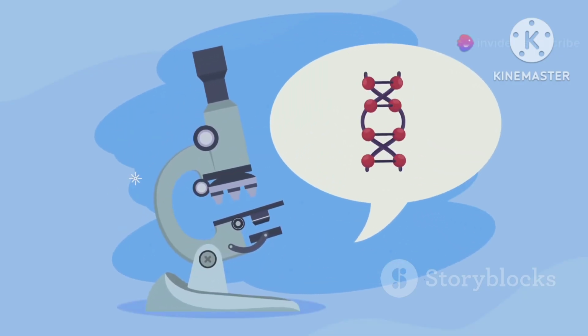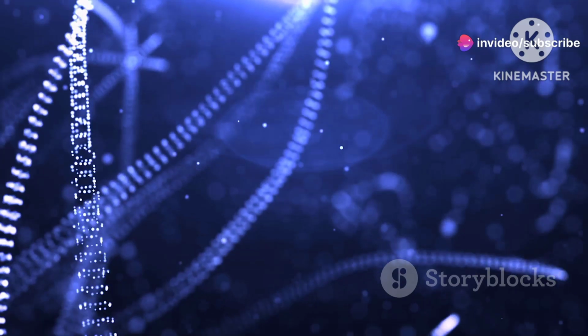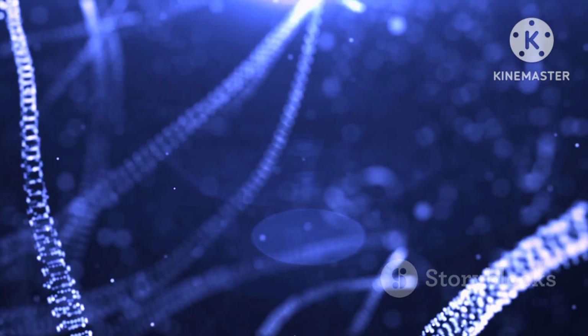Mitochondria are unique in that they possess their own DNA, separate from the DNA found in the nucleus. This mitochondrial DNA is inherited maternally, meaning it is passed down from mother to offspring.